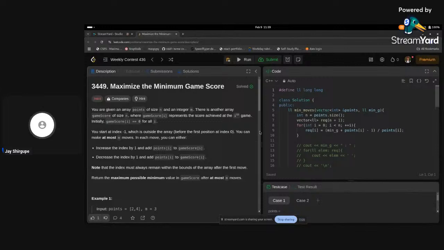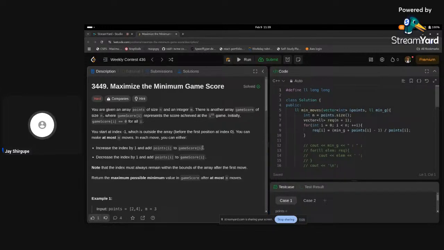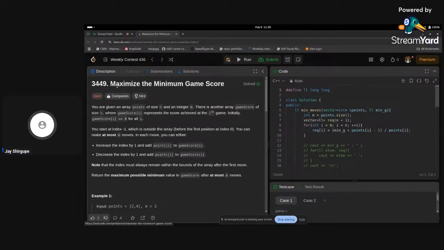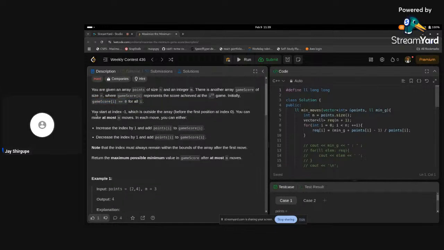Let's move to the fourth question. The fourth question was maximize the minimum game score. In this, we are given an array points of size n and also an integer m. And there was another array, game score, of size n, where the game score of i represented the score achieved at the ith game. Initially, each game score was equal to 0. And we started at index -1, which was outside the array at the start. So basically, the array was between 0 to n-1. And we could make at most m moves.